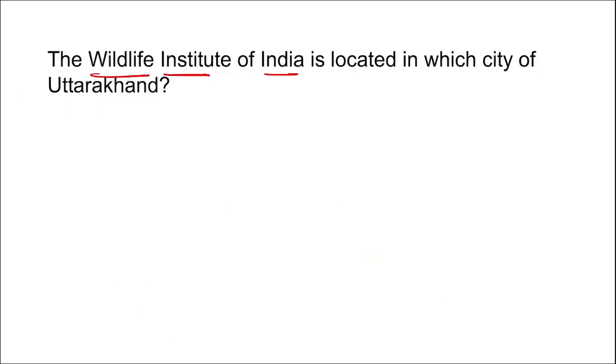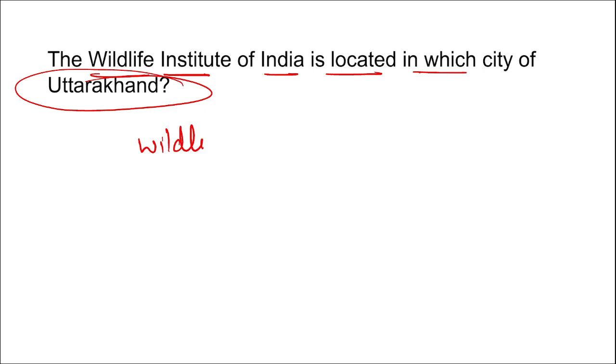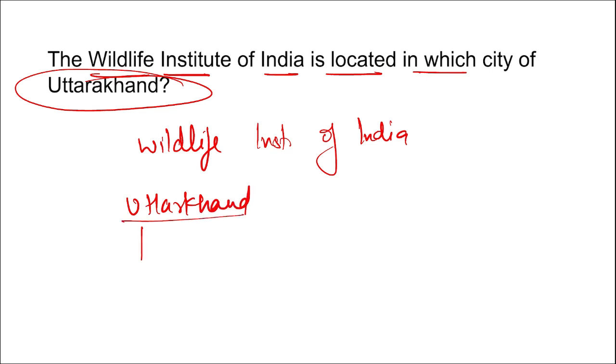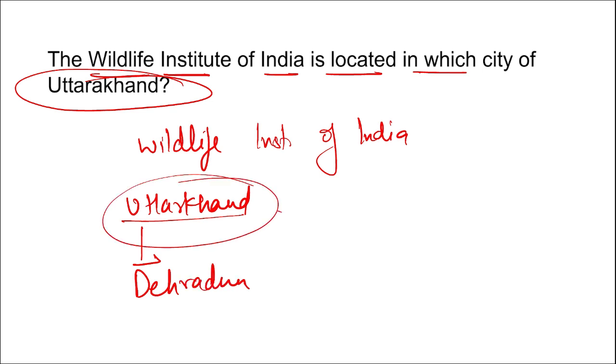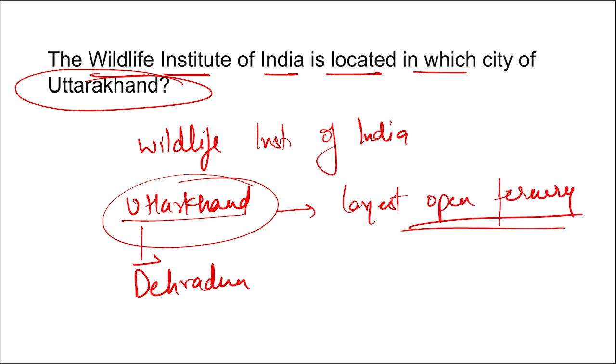The Wildlife Institute of India is located in which city of Uttarakhand? Wildlife Institute of India. Where is it located? In which city of Uttarakhand it is asked here? So tell me. It is located in Uttarakhand. First thing you should know, in which state? In Uttarakhand. And in Uttarakhand too, it is located in Dehradun. Then remember, in Uttarakhand, largest open fernery is also introduced. Alright, in Uttarakhand, largest open fernery, and it is in Dehradun.